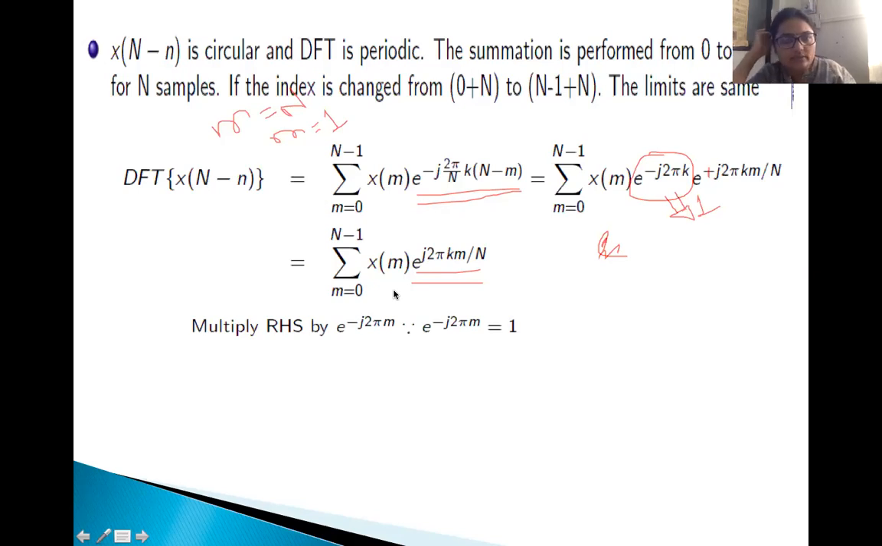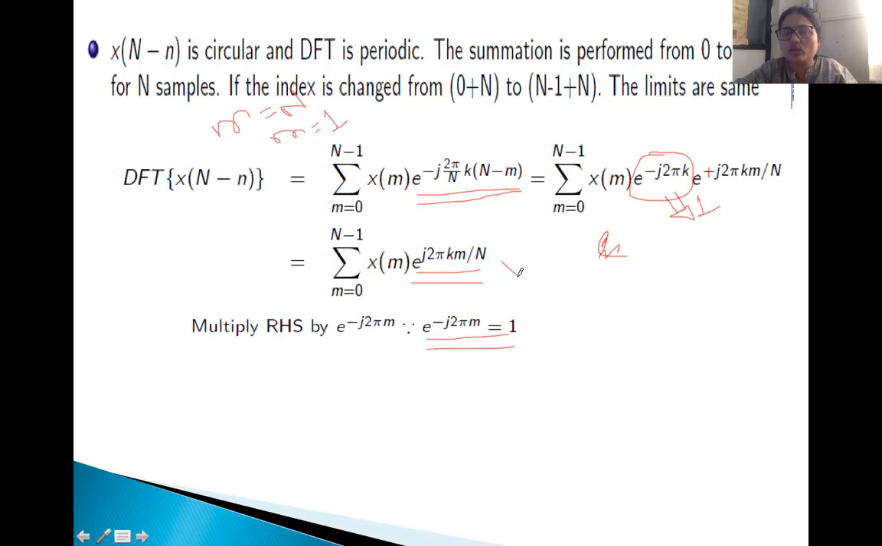Now further, we will multiply both the sides. We will multiply the RHS by e raised to minus j 2 pi m, because this is equal to 1. So if I multiply here by this term, it will not affect anything. Why is it not going to affect anything? Because this value is equal to 1.